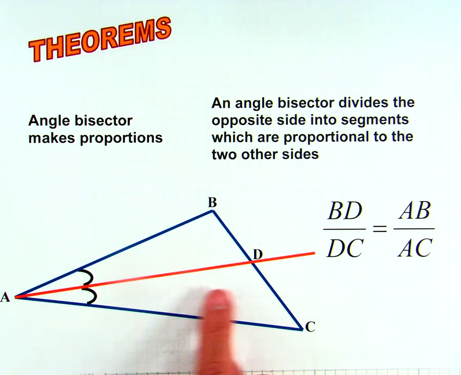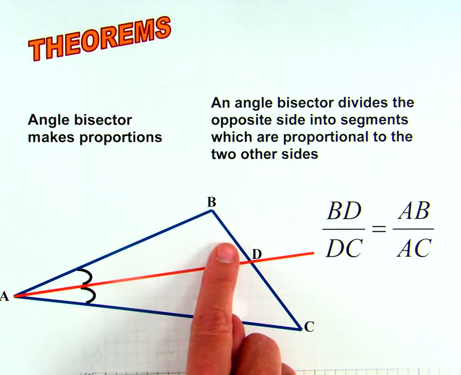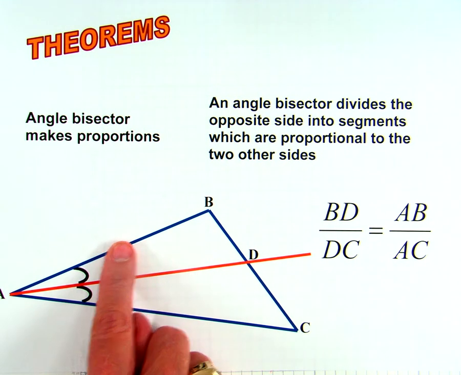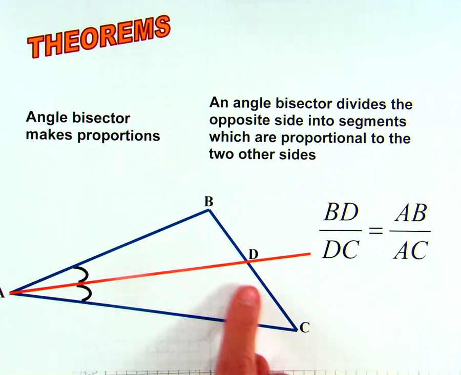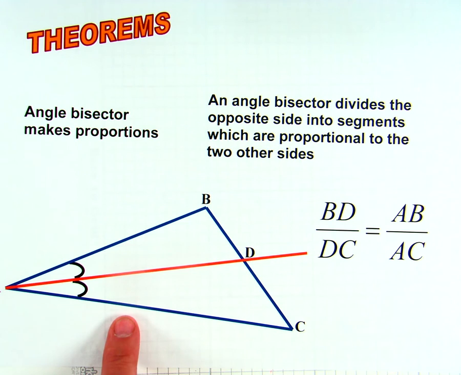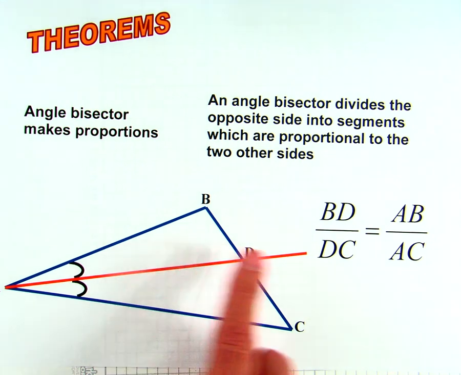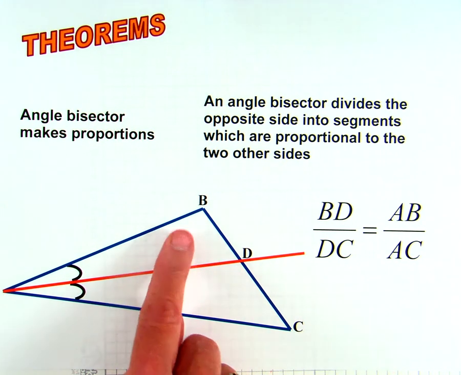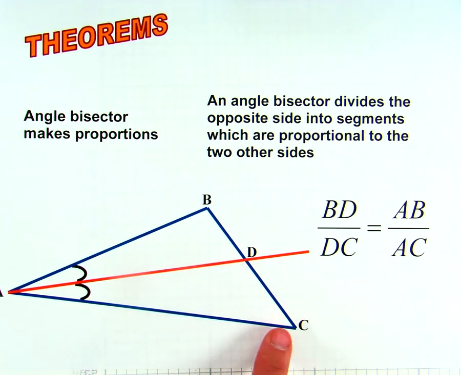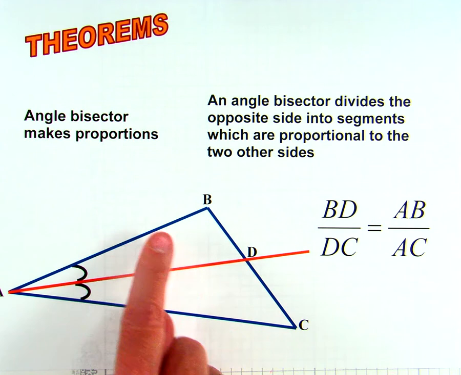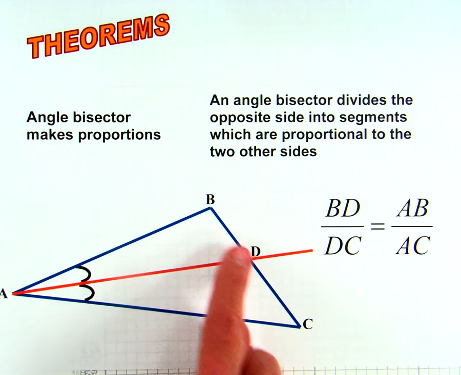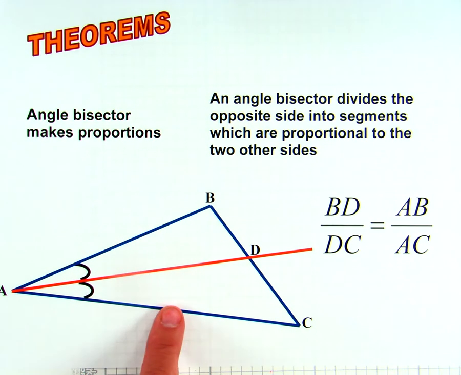So the bisector here is still the red one. The piece of the one opposite is to the top, the one that's adjacent, as the other piece of the one opposite is to the bottom, the one that's adjacent. The way that it's stated here is the piece of the bisected one is to the other piece of the bisected one as the adjacent is to the other adjacent. Piece is to piece as top is to bottom.